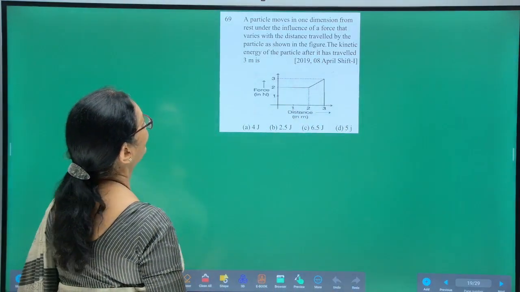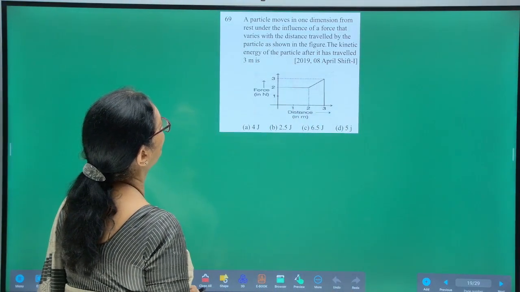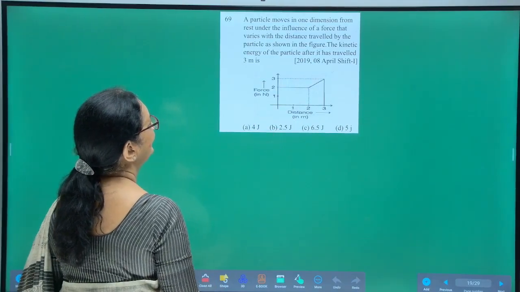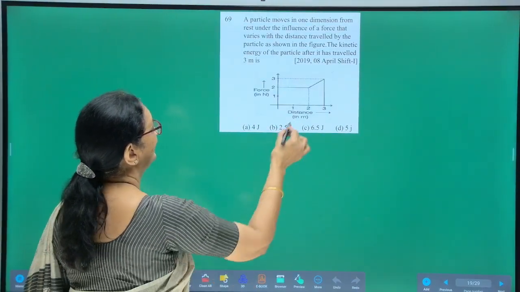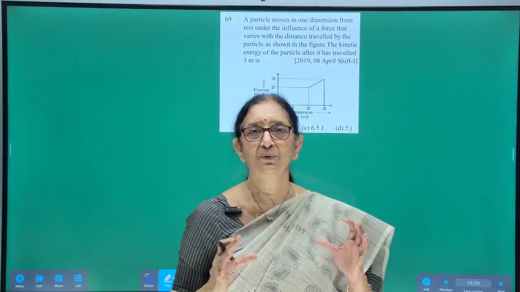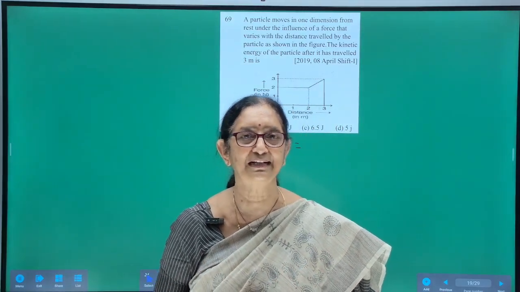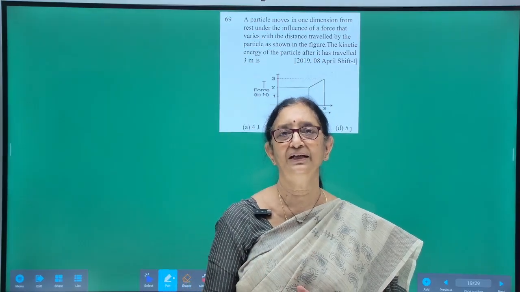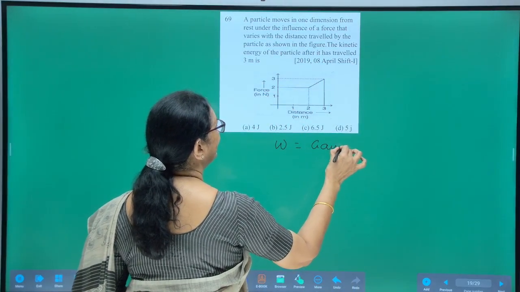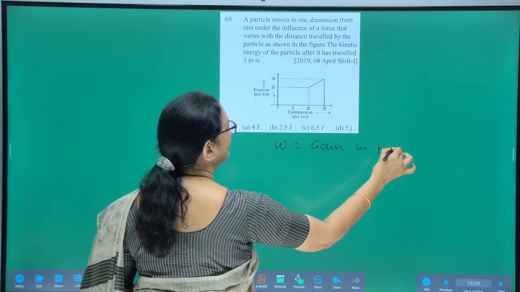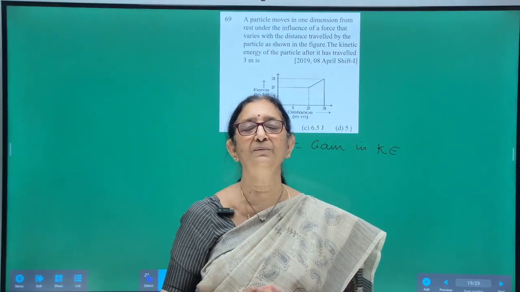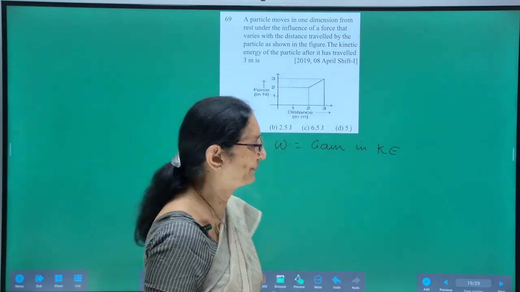Look here. A particle moves in one dimension from rest under the influence of a force, and the force displacement graph is as shown. What is the kinetic energy of the particle after it has travelled 3 meters? According to the work energy theorem, work done by a constant resultant force is equal to the change in its kinetic energy. So, the work done is equal to the gain in kinetic energy in this problem. From the force displacement graph, work done is given by the area bound by the graph with the displacement.